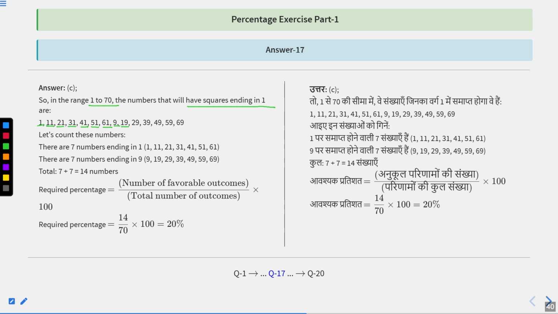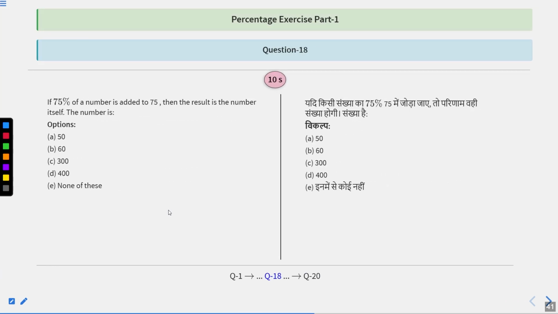9, 19, 29, 39, 49, 59 and 69. Let's count these numbers. There are 7 numbers ending in 1, and there are 7 numbers ending in 9. So there are a total of 14 numbers. Now the required percentage is the number of favorable outcomes upon the total number of outcomes, multiplied by 100. So there are 14 numbers out of 70 numbers. So 14 upon 70 multiplied by 100, we get 20% of the numbers which end with 1 at the unit place. Okay. Next question.